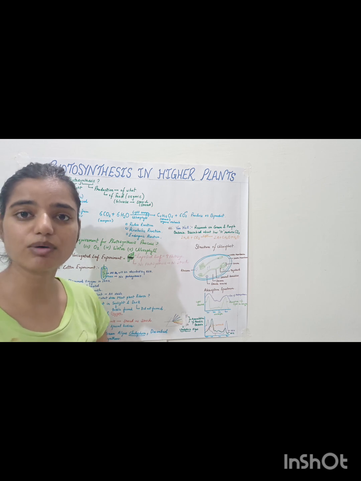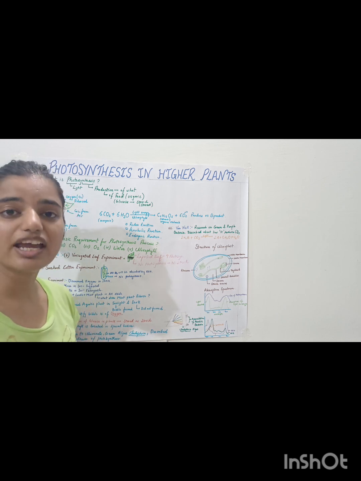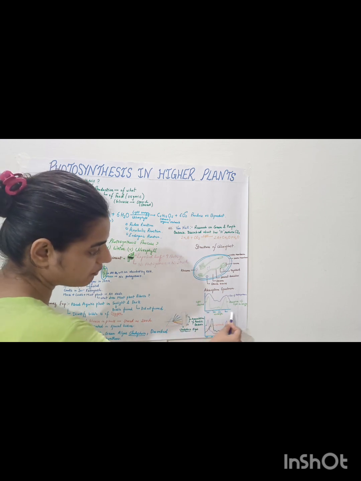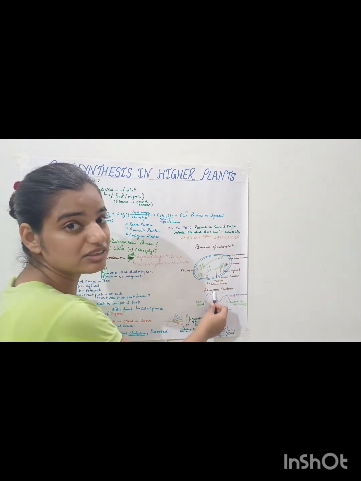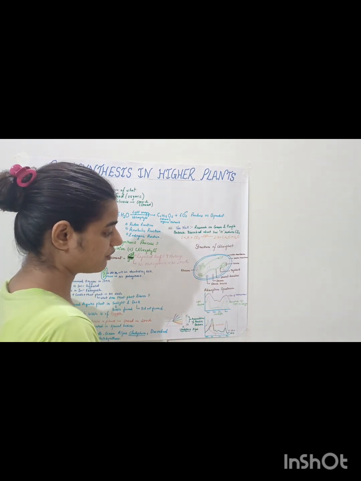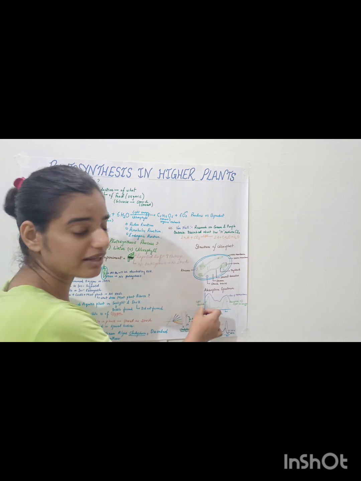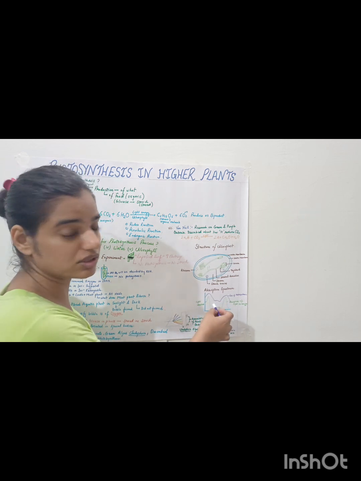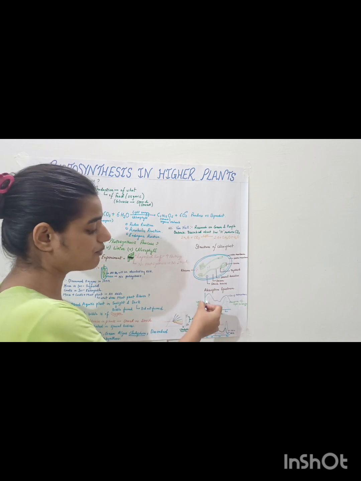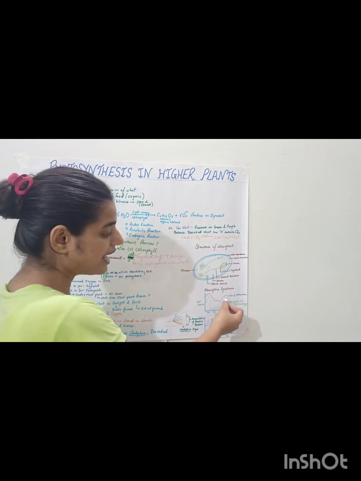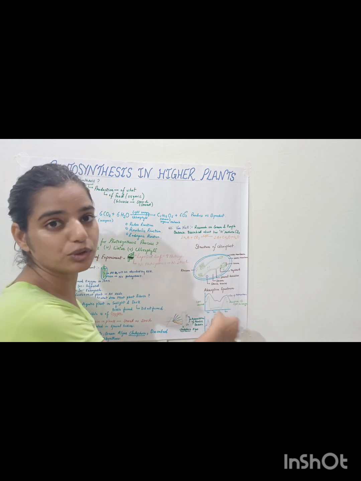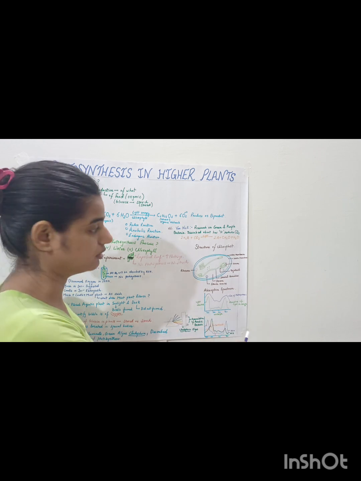The action spectrum of photosynthesis is in what region, in what wavelength, where the maximum photosynthesis is occurring. From this graph, we can understand that the maximum photosynthesis is occurring in the region of 400 to 500 nanometer, and then in 600 to 700 nanometer. We are going to see this graph further.